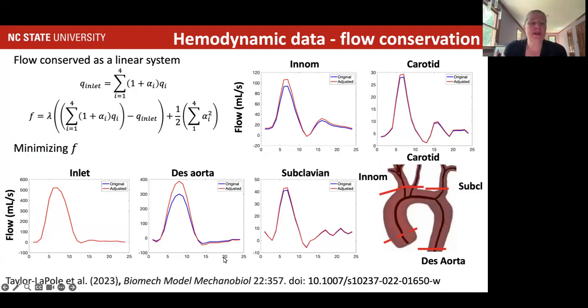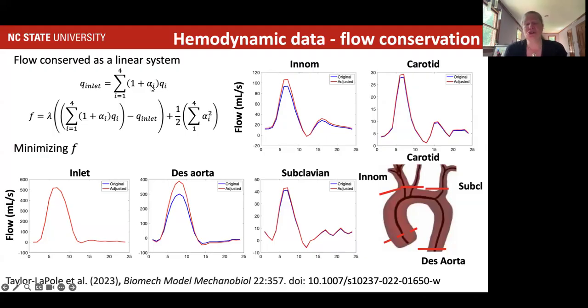So we set up a linear system that says the flow in has to equal the flow out. And then we added these Lagrange multipliers alpha. We could estimate them. And then we scaled the flow so that we used the minimum possible scaling. And that allows us to align the data so that we had conservation of flow.